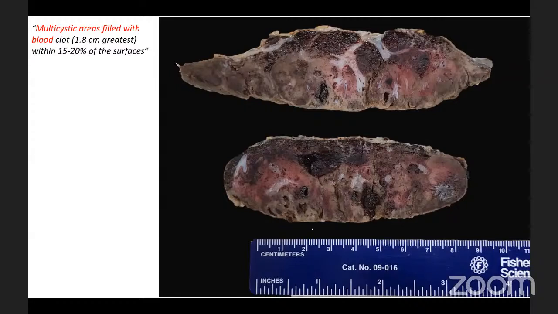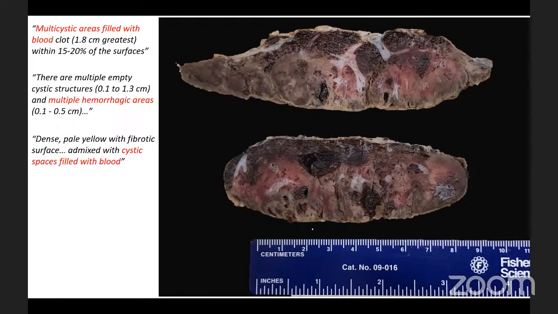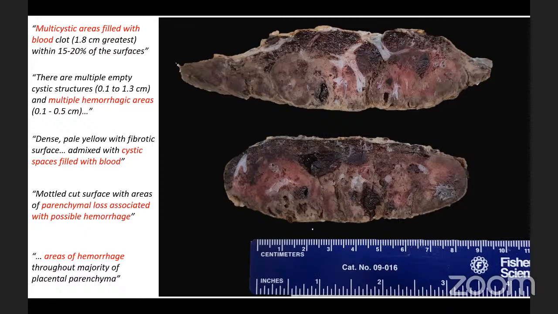Things like multicystic areas filled with blood clot were noted. There were multiple hemorrhagic areas within cystic structures. There was a dense pale fibrotic parenchyma admixed with cystic spaces filled with blood. So again, time and time again, these cyst-like spaces filled with blood or hemorrhagic areas. This is a really beautiful example of one of the cases that has these multiple hemorrhagic foci within vaguely cystic structures throughout the placental parenchyma. And of course, in the background, you can simultaneously see, in this fixed placenta, that tan white change consistent with the massive perivillous fibrin deposition.